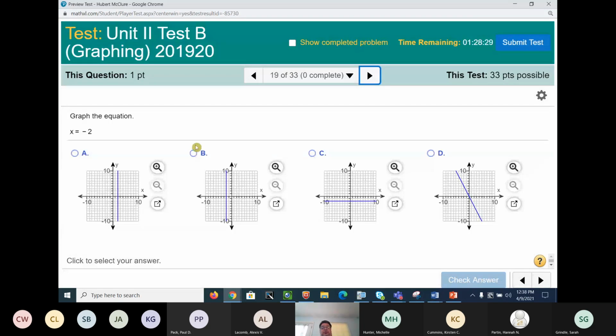Now this one, let's do this one. We didn't do one like this one. All right, so go ahead and write that one down. If we did, I'm going to do it again. All right, so this is X is equal to -2.